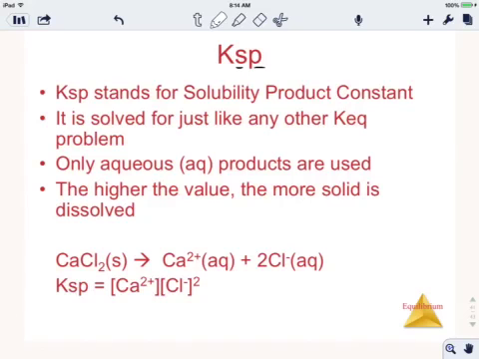One other note about this is that if there's a coefficient like there is down here in front of chlorine, then you square that concentration when you set up the equilibrium expression.